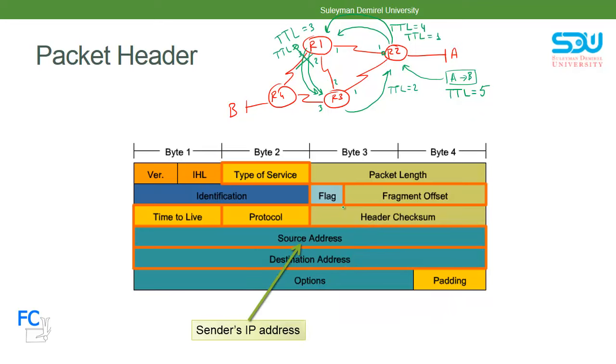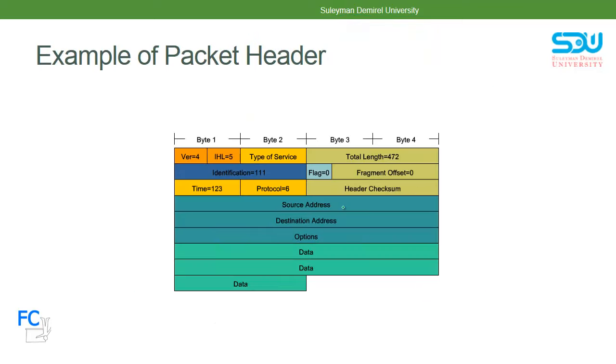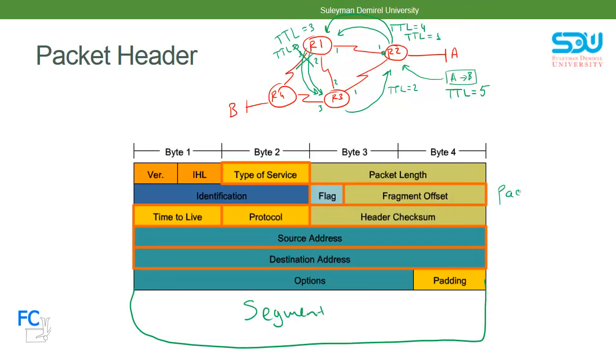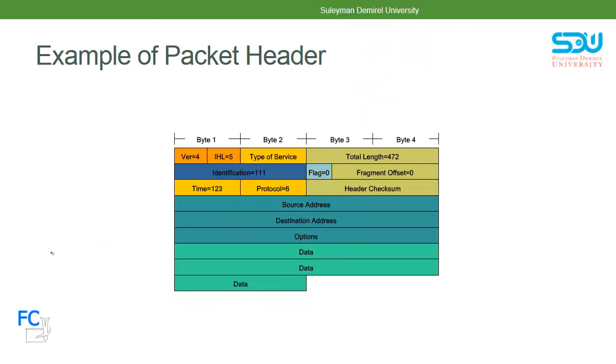So also we have the source IP address. If we are looking at IP version 4, then each of the IP address fields takes 32 bits. Source and destination, some options, and the padding. And actually, when we say the padding, here we have the segment part. As you remember, segment and packet header. If we bound them, it will be just the packet. This is a small example of the use of the packet header.